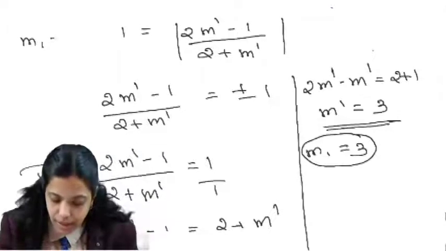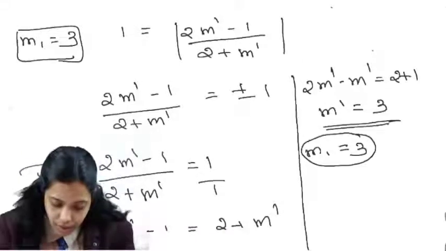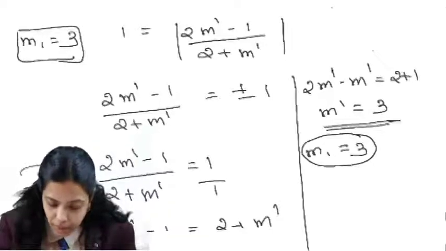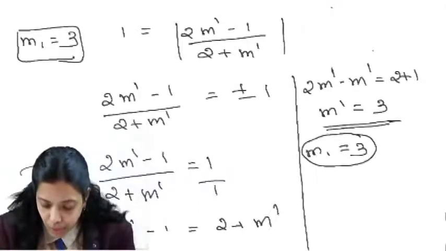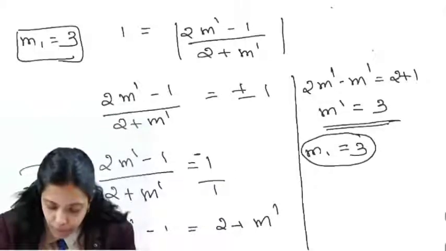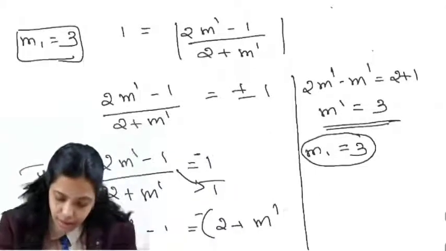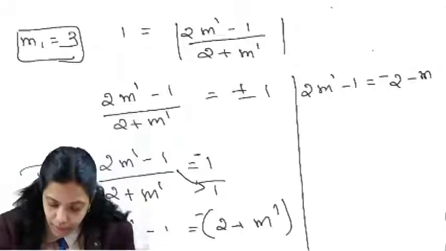Now the next case we are going to take the negative value for that one. So I am just changing here. Let it be the next one, the second case we are doing. And here in place of that plus 1 we are taking negative 1, and the same procedure we are doing. 2m' minus 1 times 1 equal to negative of 2 plus m'. So we can open the bracket here. So it will turn as 2m' minus 1 gets you minus 2 minus m'.